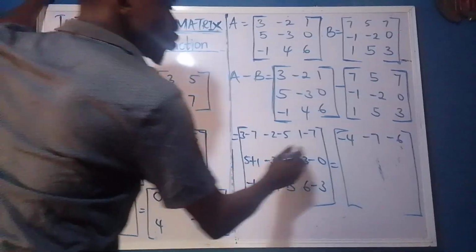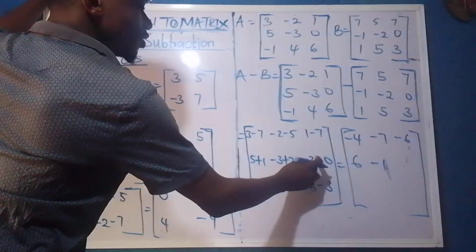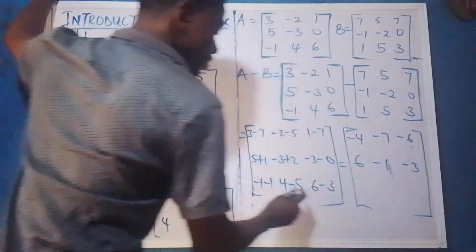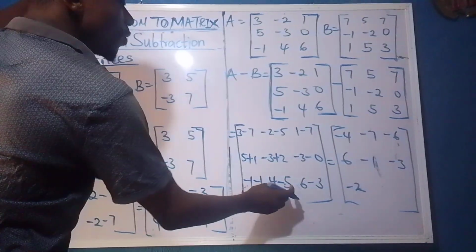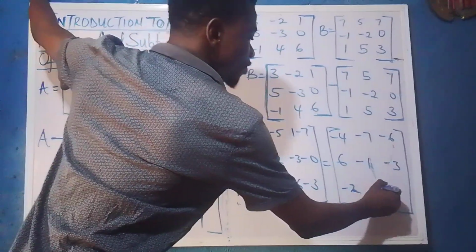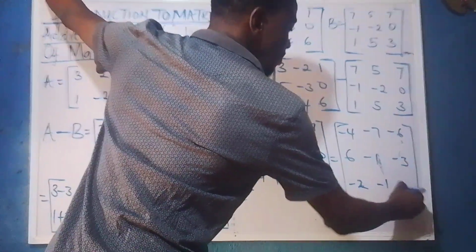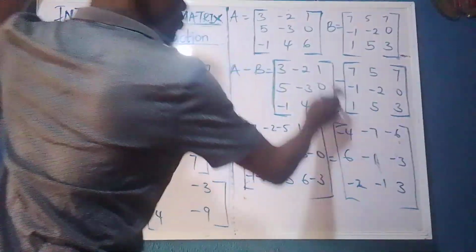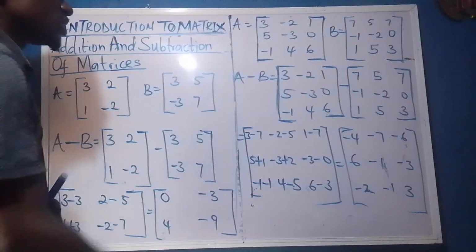Then 5 plus 1, 6, minus 3 plus 2, minus 1, minus 3 minus 0, minus 3, minus 1 minus 1, minus 2, 4 minus 5, minus 1, then 6 minus 6, and 6 minus 3, that's 3. So this is the answer for the subtraction of this particular problem. So guys, I think this is very simple.